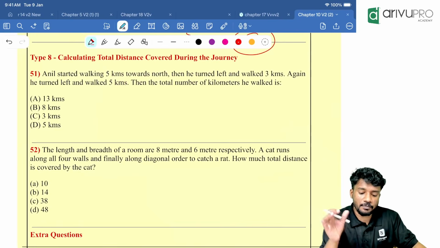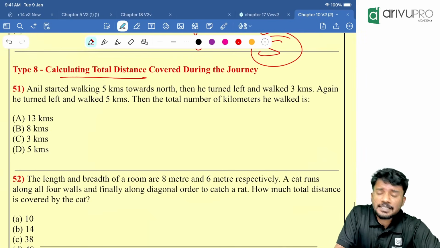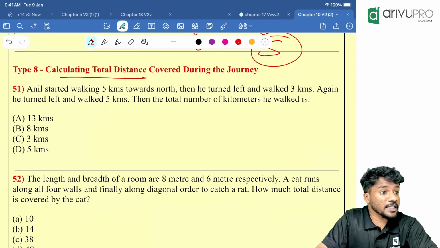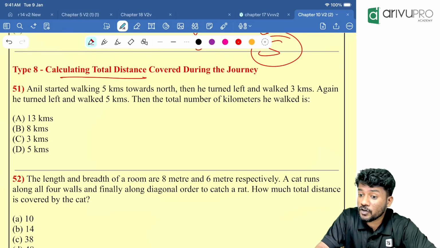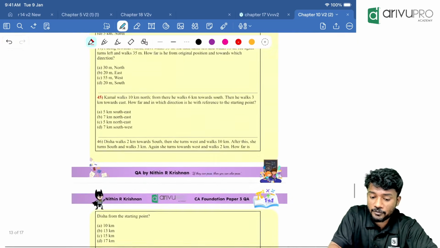Now the final type of question. Final type of question is based on total distance. Total distance means how much distance a person covered in a journey. For example, in Google Map we will check. Now I'll take you to the map of India.